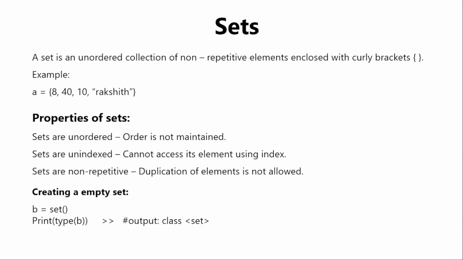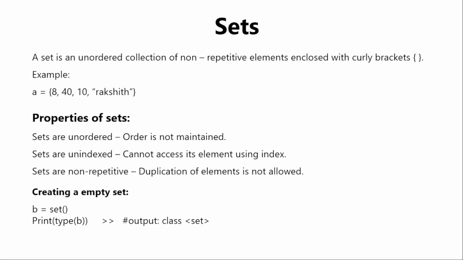An example for a set is 8, 40, 10, Rakshit. Even though it has different data types, it should be non-repetitive and unordered. What are its properties? Let us look at them one by one. Sets are unordered. As I said, the order of the set is not maintained.